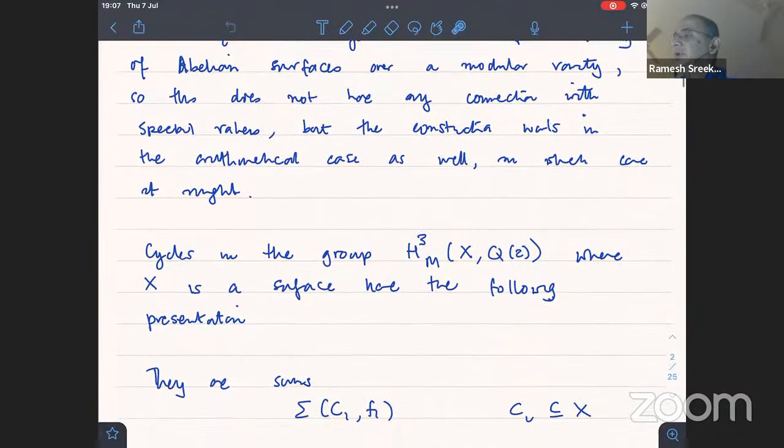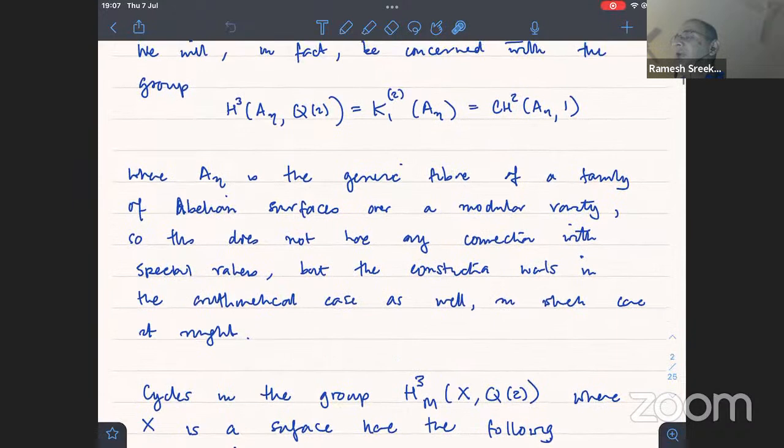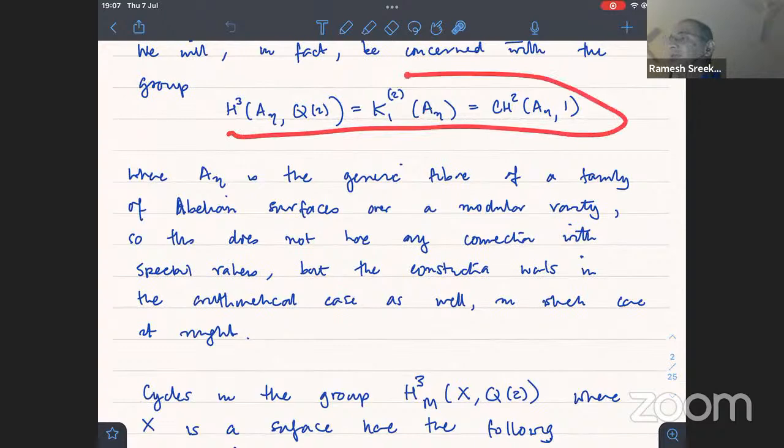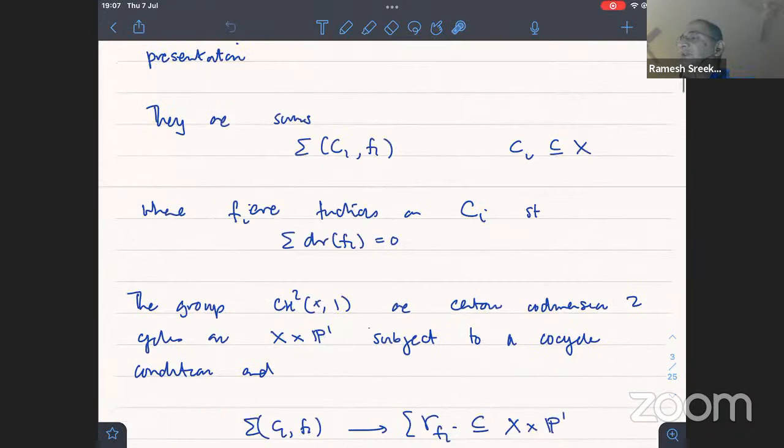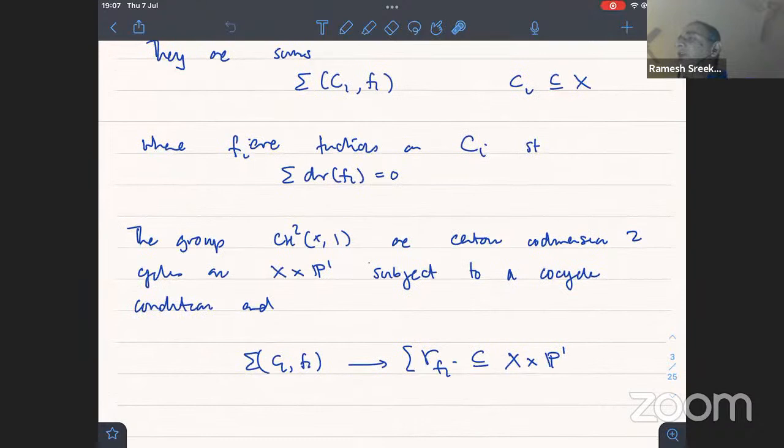So why do you care? We'll come to why we care about these things later on, but first we'll describe the construction, what they look like firstly. Cycles in the group H^3 motivic (X, Q(2)), where X is a surface, have the following presentation. They are sums of the form summation c_i, f_i, where c_i is a curve on X and f_i are functions on c_i, such that the sum of the divisors is zero. And then you have certain relations coming in a certain way.